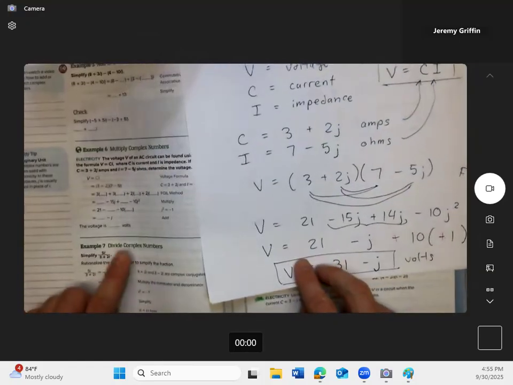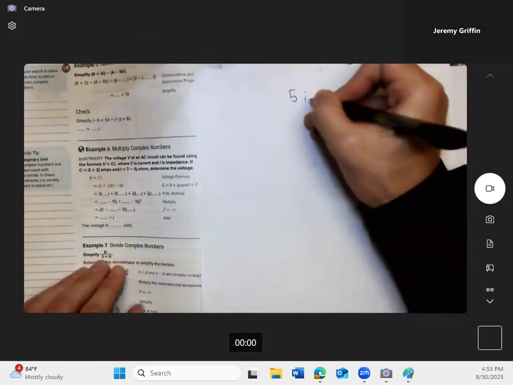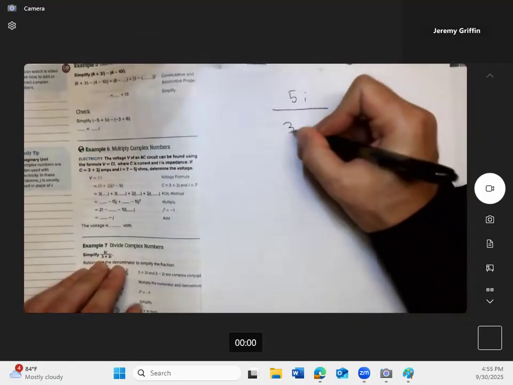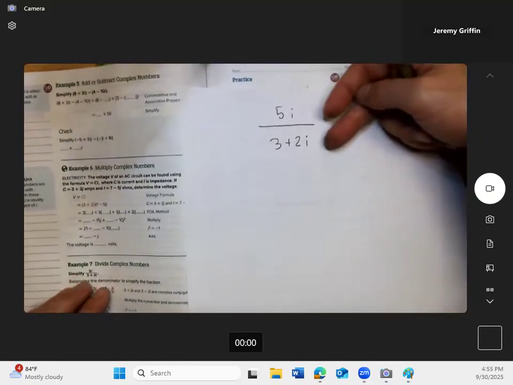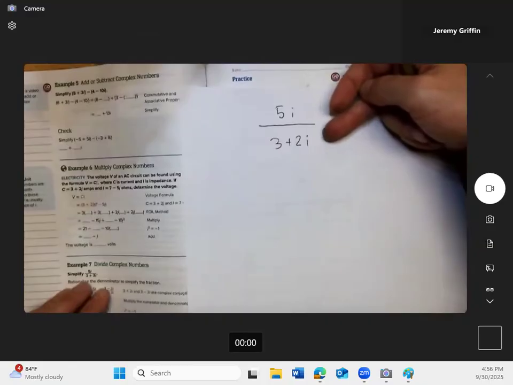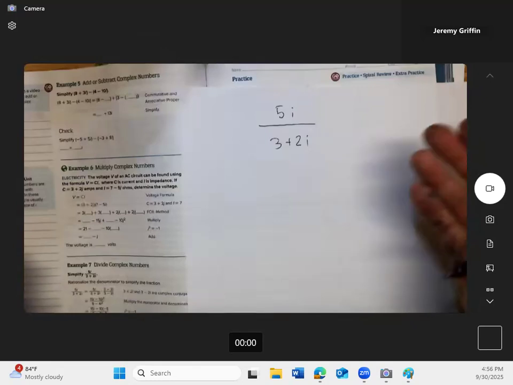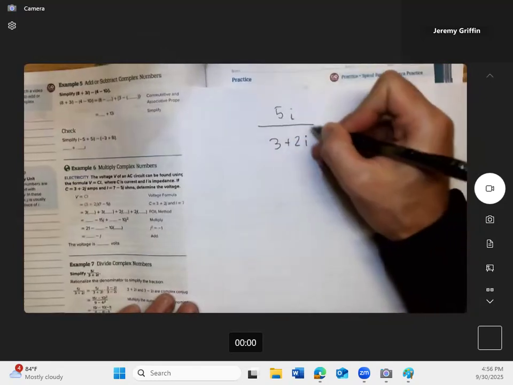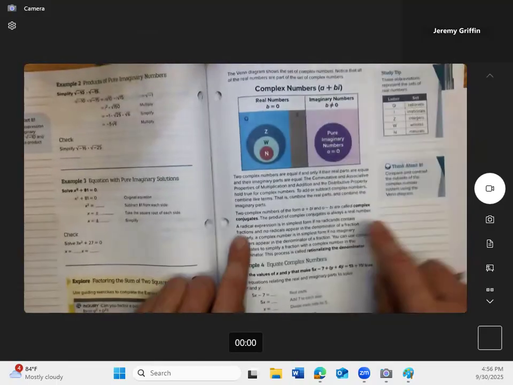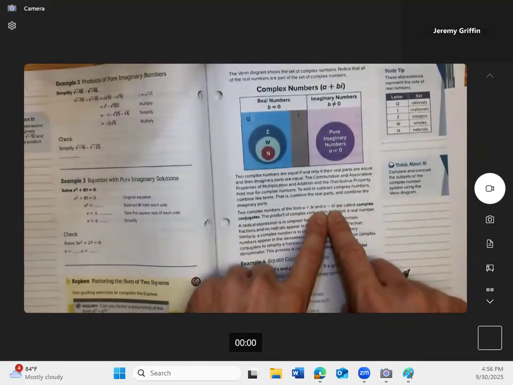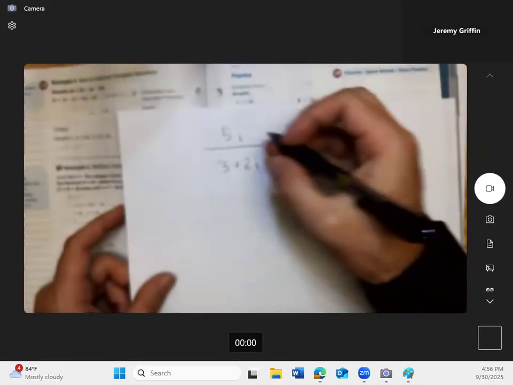Can you divide complex numbers? Let's see. I've got 5i all divided by 3 plus 2i. Now I have this i and this i. I bet what they're looking for is to not have imaginaries in the denominator. Maybe this is perfectly fine as a physics answer, but we could rewrite this. As a matter of convention, you get all the i's in the numerator. That's usually what they want you to do. And the way to do that is, do you remember back a page, a plus bi and a minus bi are complex conjugates? I think we could take advantage of that to get the i's out of the denominator.